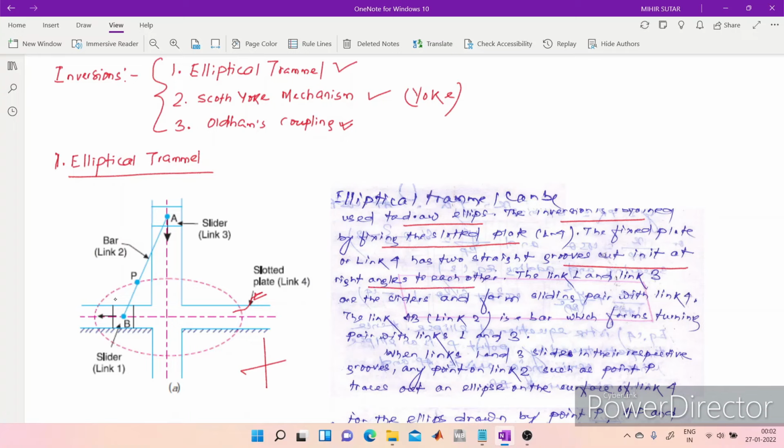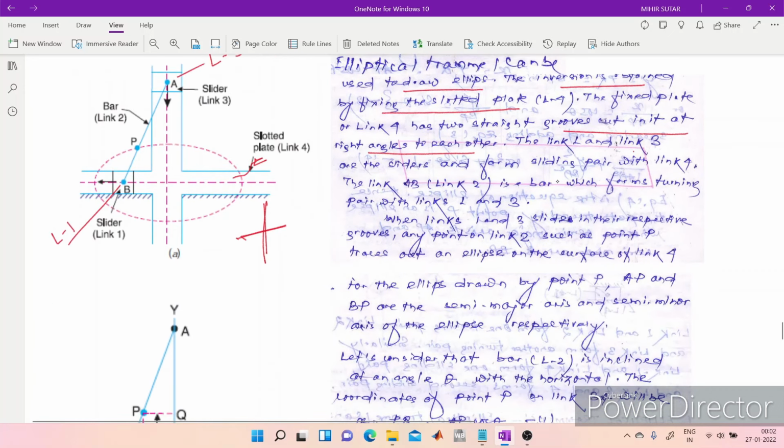Here you can see, in this fashion, as I told, link 1 and link 3 are the sliders. This is link 3 and this one is link 1. They are sliders and form a sliding pair with link 4, which is fixed. The link AB, that is link 2, is a bar which forms a turning pair with link 1 and 3.